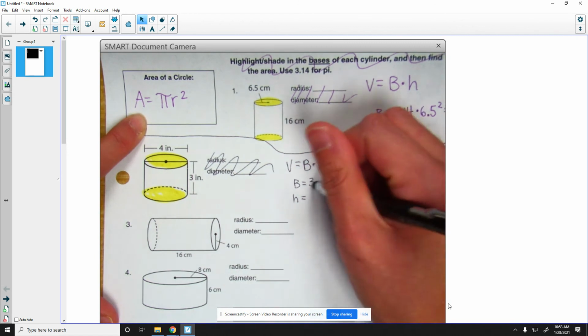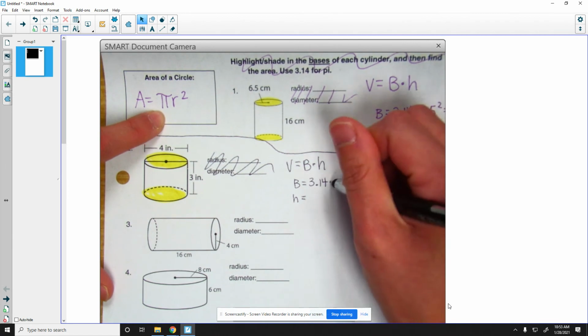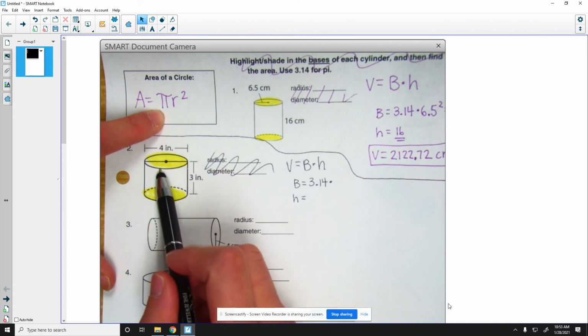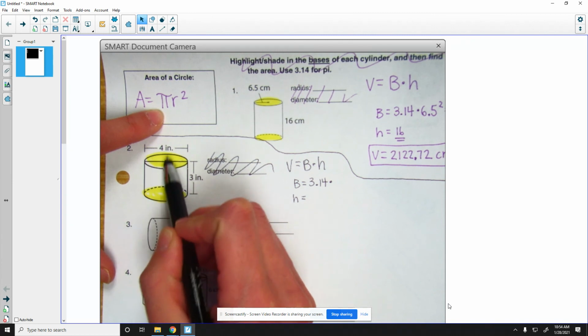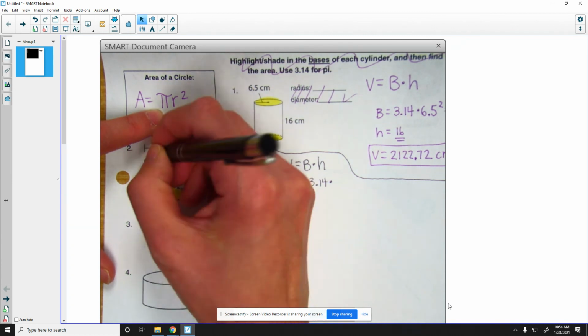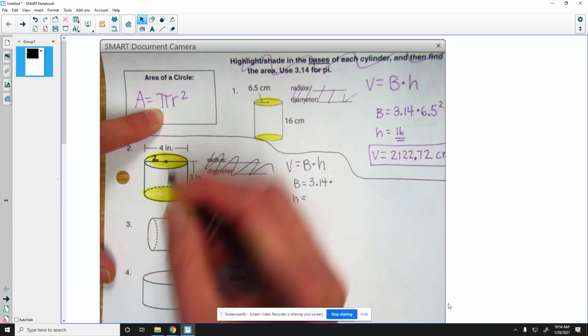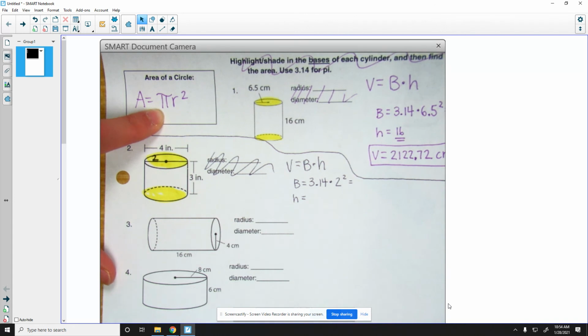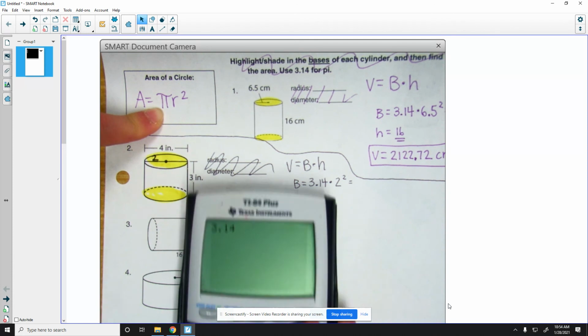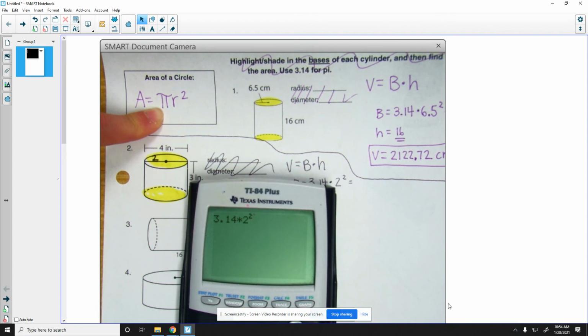So I go 3.14, because that's pi, times r. This is a trick question. My radius is not 4. What is it? It's 2, right? Remember, your radius always goes from center to side. The whole thing is called your diameter. If your whole thing is 4, then cut it in half and your radius is 2. So it's 3.14 times 2 squared. Type that in your calculator. 3.14 times 2 squared. I get 12.56.